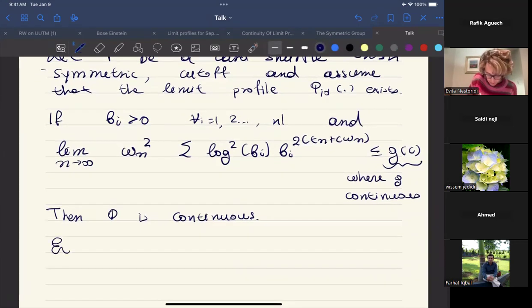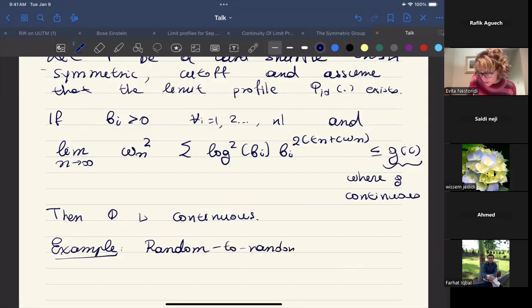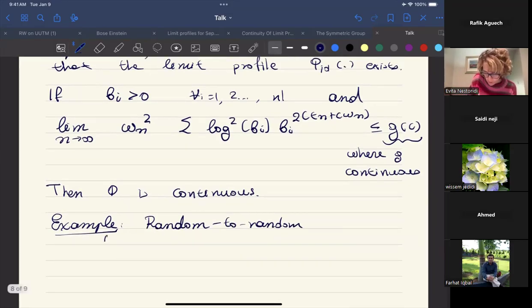And I want to write this down, one of them at least, is the random to random. So I'll tell you what random to random does, but before telling you, I want to say that for random to random, we do not know if the limit profile exists.